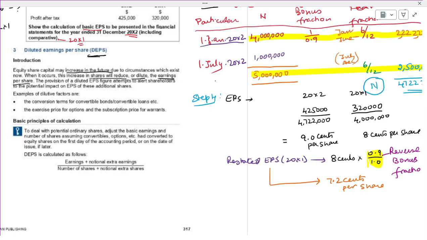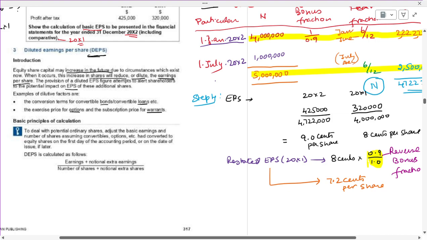The provision of diluted earning per share is to alert shareholders that it will have an impact in future. Don't expect that the number of shares is not increasing. Conversion: we are converting from bonds to shares, from preference shares to equity shares, in any situation. In the example, it will be clearly given in the question. Converting the convertible bonds or loans to equity shares, we have the option. You have the choice to convert or not to convert.